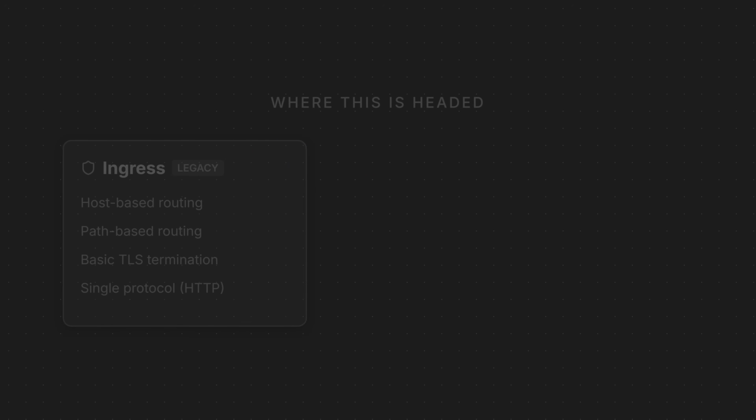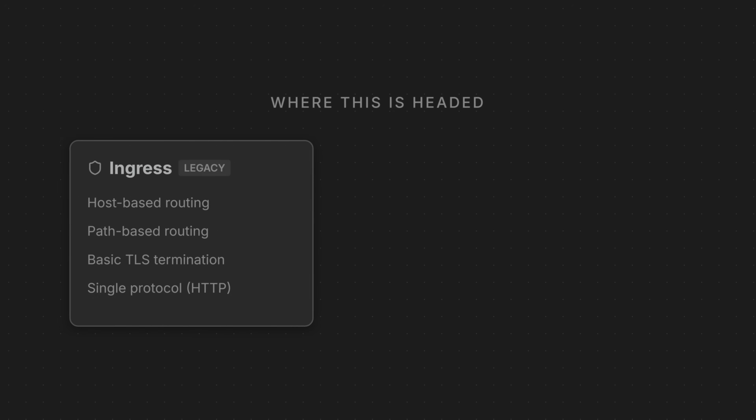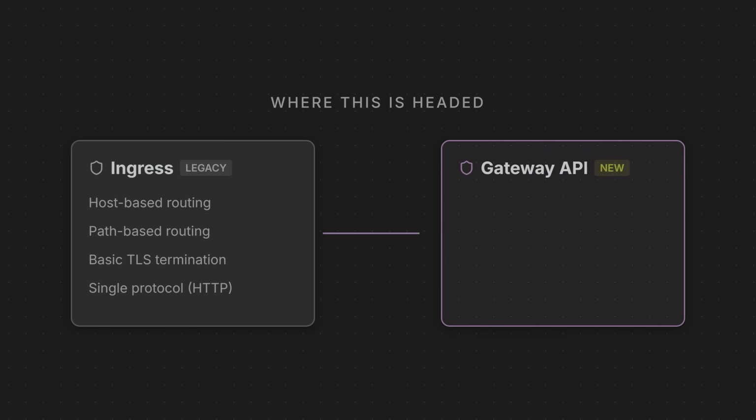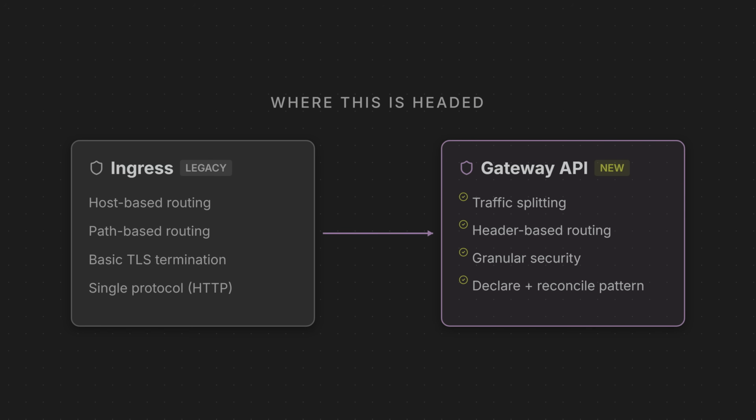A quick note on where this is headed. Ingress is being gradually succeeded by the Gateway API, which supports more advanced routing, like traffic splitting and header-based matching. If you're starting a new project, it's worth looking at. The architectural pattern is the same. Declare routing rules, a controller reconciles them.